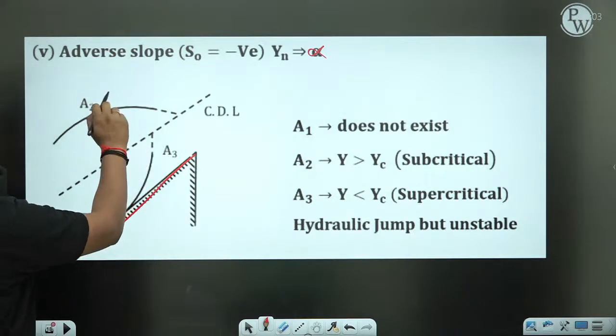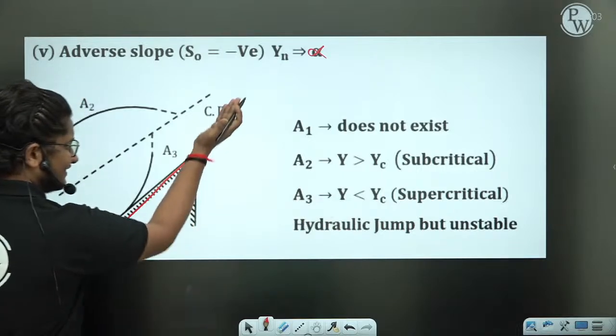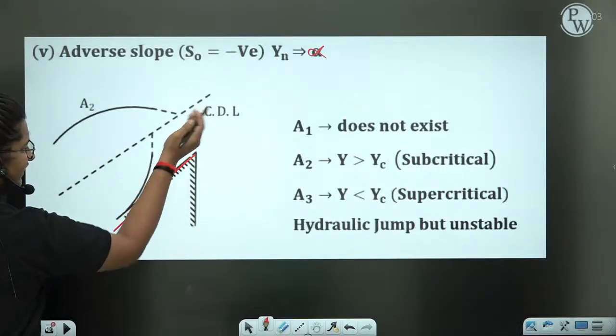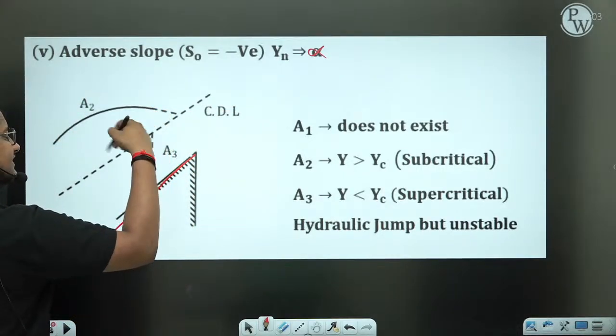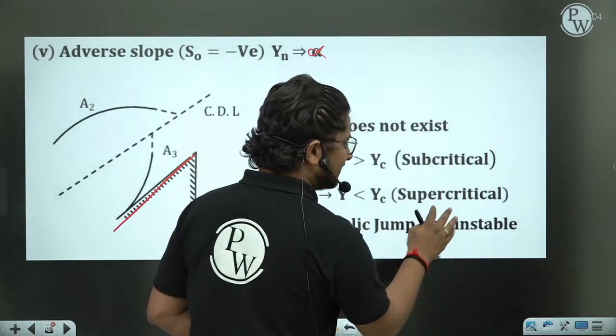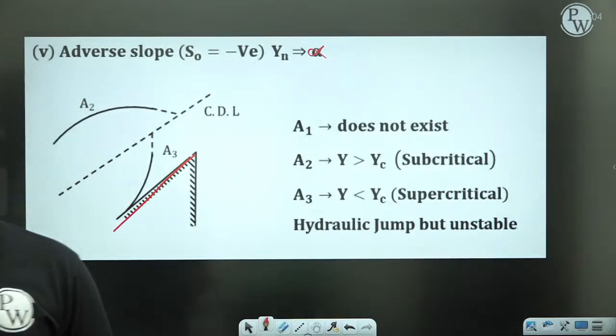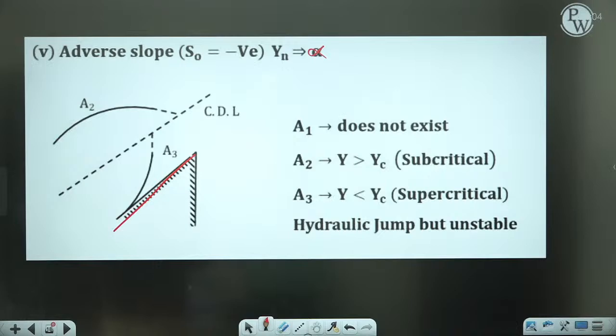A2, y is greater than yc, so subcritical. A3, y less than yc, so supercritical. But as you can see, this S0 is negative, so hydraulic jump will occur, but it will be an unstable hydraulic jump. So all the 5 slopes I have given to you. If anybody has any doubt, they can tell me.